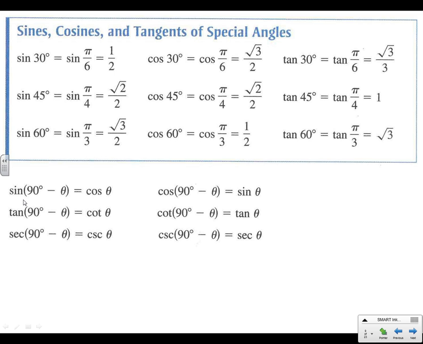What we do want to see here is that these functions, sine of 90 degrees minus theta equals cosine. Sine of 30 is the same as the cosine of 60. Sine of 45 is the same as the cosine of 45, because 45 and 45 add up to 90. 30 and 60 add up to 90. So anytime you have, let's say we did sine of 10, that would be the same as the cosine of 80, the opposite angle. And so the ones that match up are sine and cosine, tangent and cotangent, and secant with cosecant for this property.